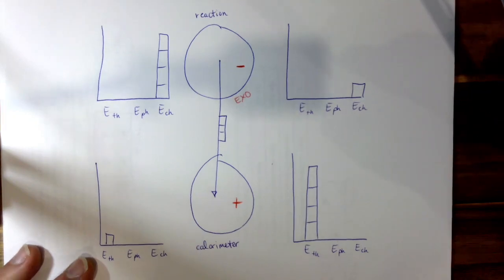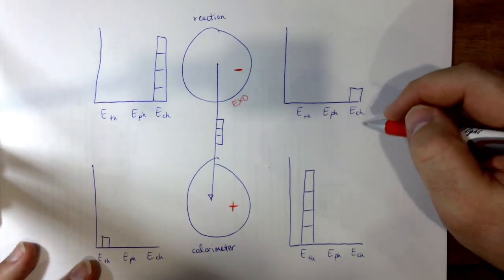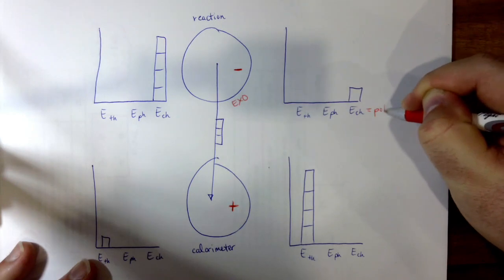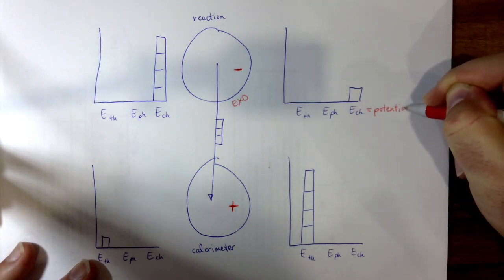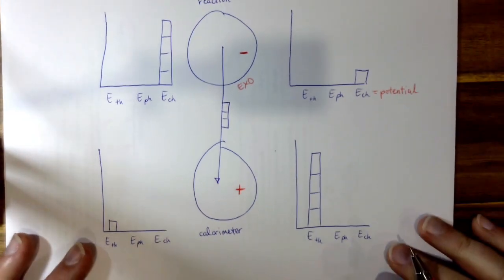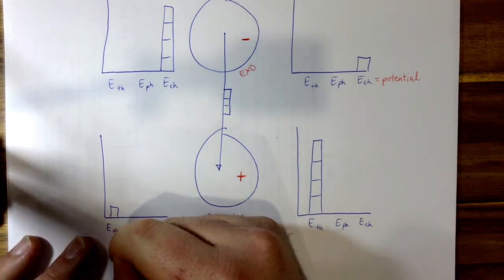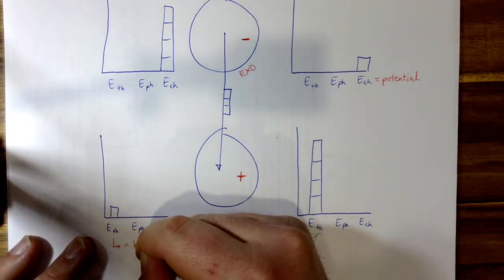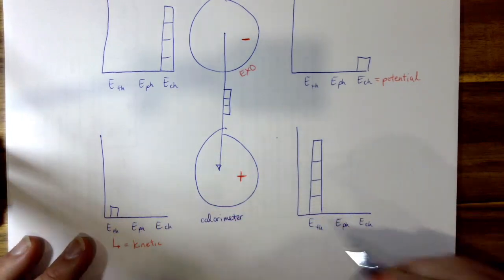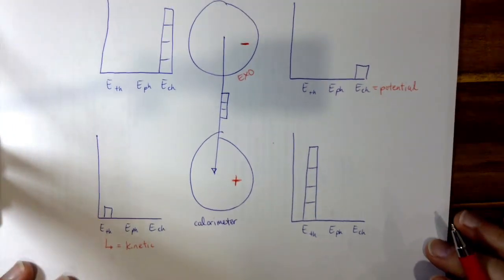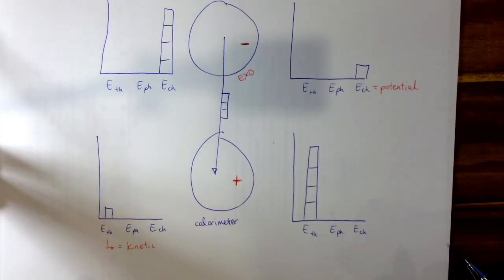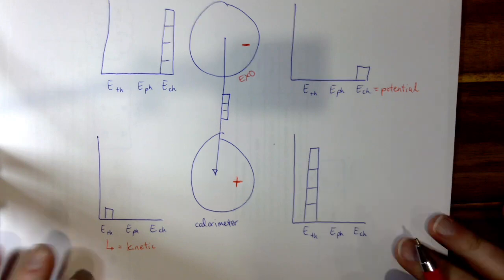Other terms you should be aware of as we go on: this chemical energy can also be called potential, in terms of the potential energy stored in bonds. And this thermal energy is what's going to be called kinetic, as in the motion of particles. The faster the particles, the higher the temperature. Okay, let's look at a few examples.